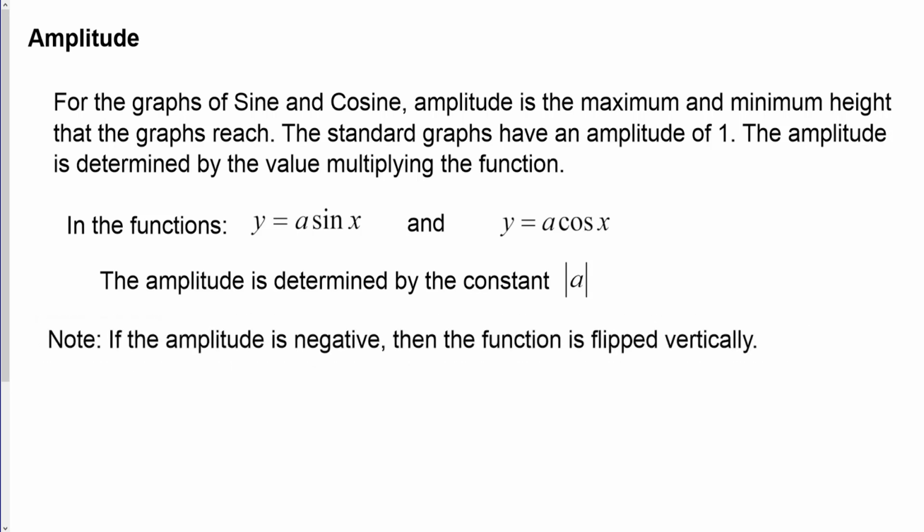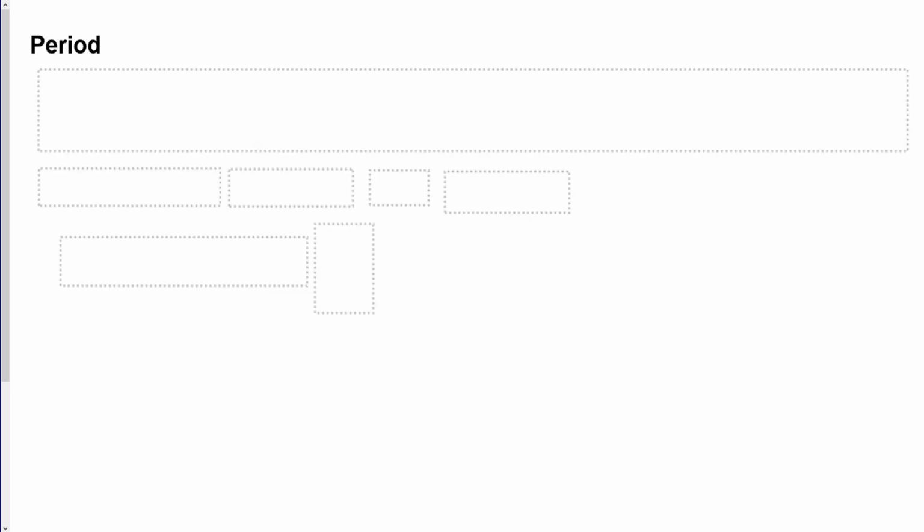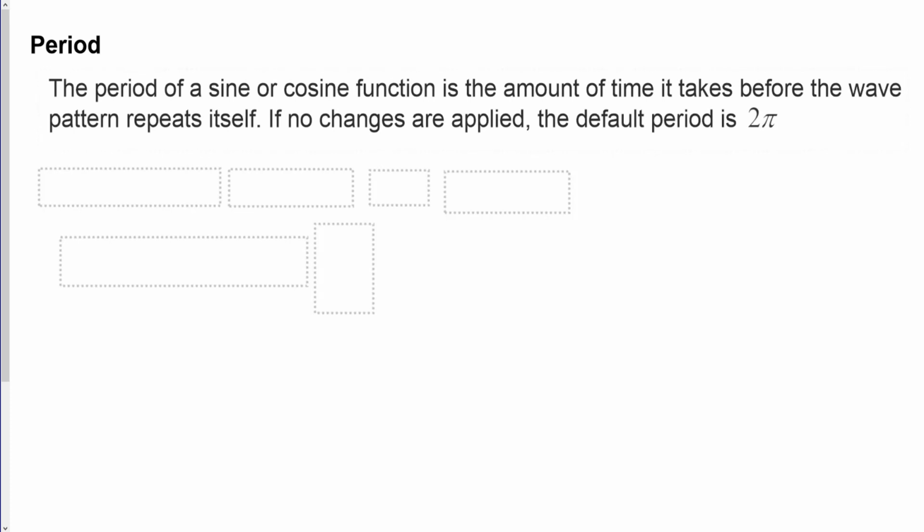If the amplitude is negative, the function gets flipped vertically. But the amplitude itself is measured by an absolute value. The period of a sine or cosine function is the amount of time it takes before the wave pattern repeats itself. If no changes are applied, the default period is 2 pi.